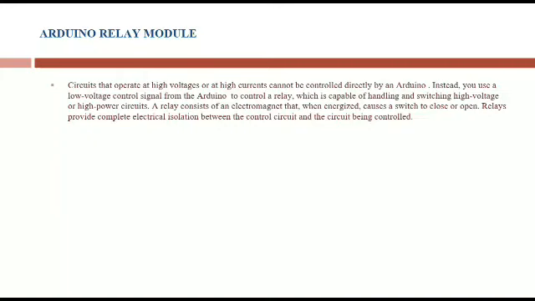Arduino relay module. A relay consists of an electromagnet which causes a switch to close or open. We use Arduino relay module instead of Arduino because an Arduino cannot handle and switch high voltage or high power circuits. We are using a 5 voltage 2 channel relay module.